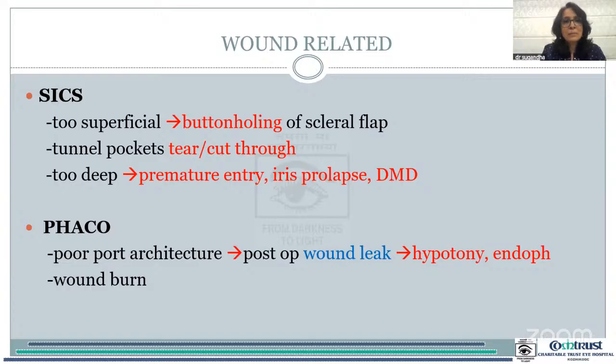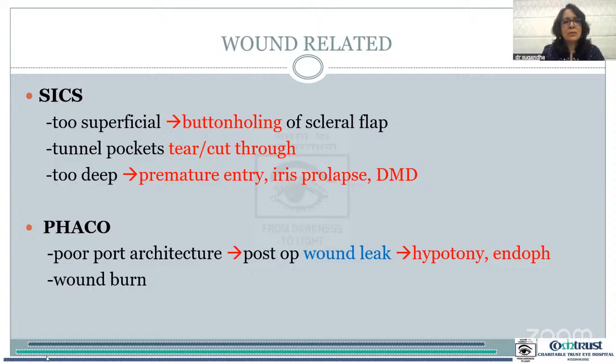And if it is too deep, there is always a chance of a premature entry into the anterior segment, anterior chamber, and consequently iris prolapse, Descemet's detachment, iris injury leading to hyphema. It just becomes a mess.